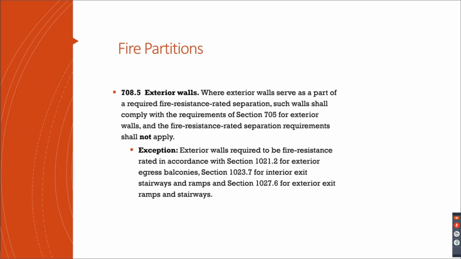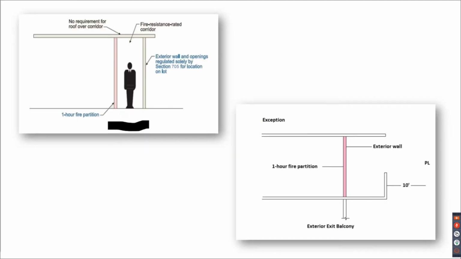And the fire resistance rated separation requirement shall not apply except, so another section that says you don't have to rate it at the exterior unless it's otherwise required to be rated. So if there's a rating that's required for egress balconies, for the interior exit stairs, and for exterior stairs, then it does have to be rated. So the charging section is saying it doesn't have to be rated unless other sections of the code say these things have to be rated.